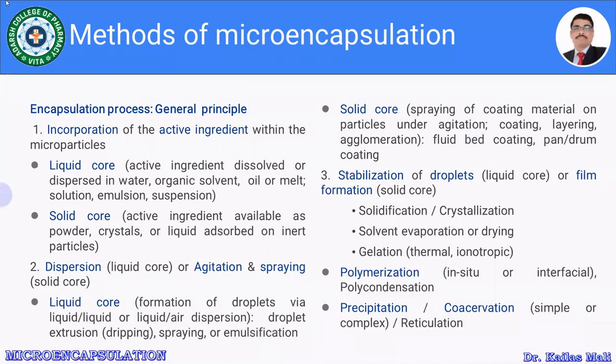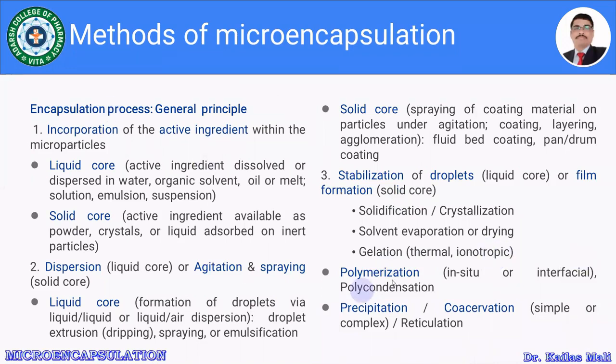And in the case of solid core, there is a spraying of the coating material on the particle under agitation, that is coating, layering, and agglomeration. Here we are using the fluidized bed coating or pan drum coating. And the third step, that is the stabilization of droplet, that is a liquid core, or the stabilization of a formed film on the solid core, by the solidification and crystallization, by solvent evaporation or drying, or by gelation, it may be thermal or ionotropic.